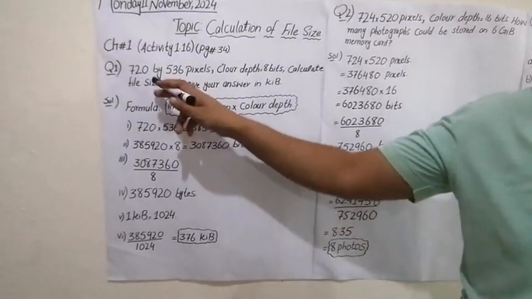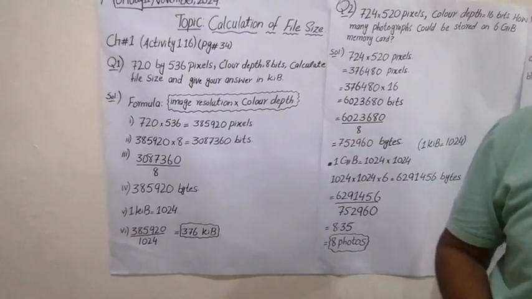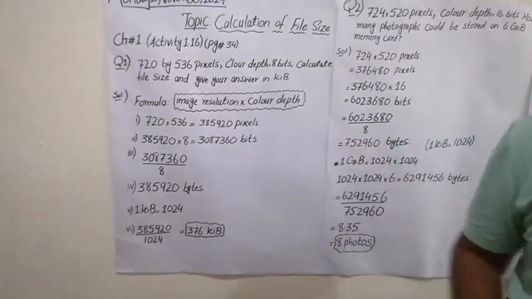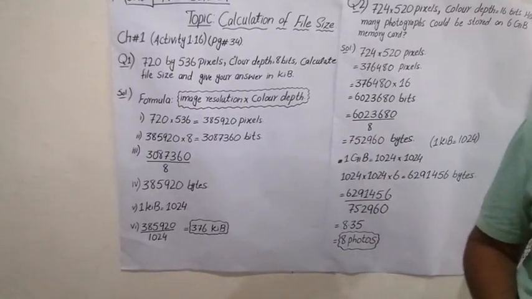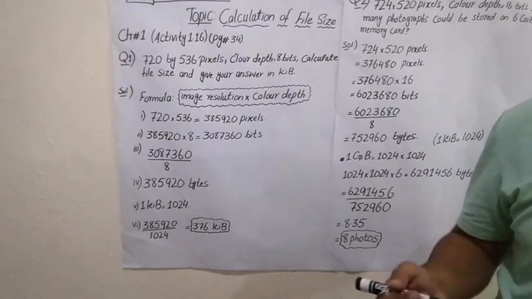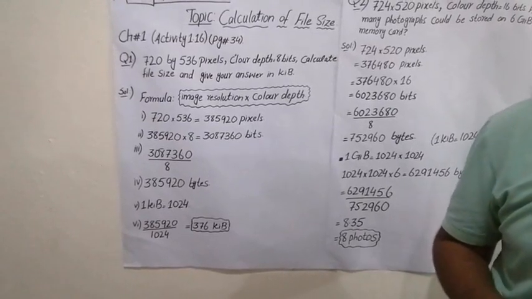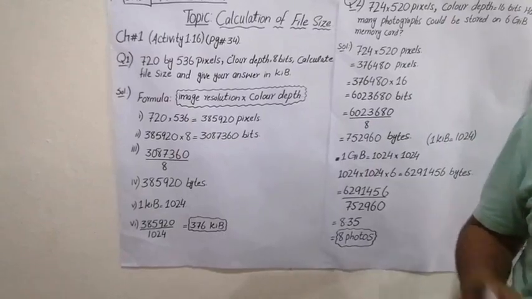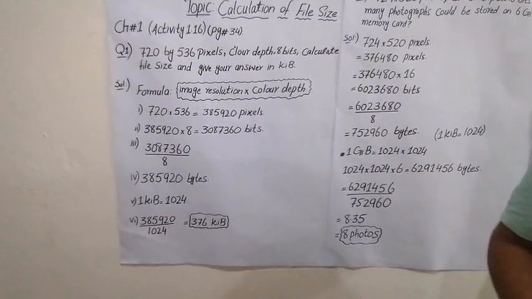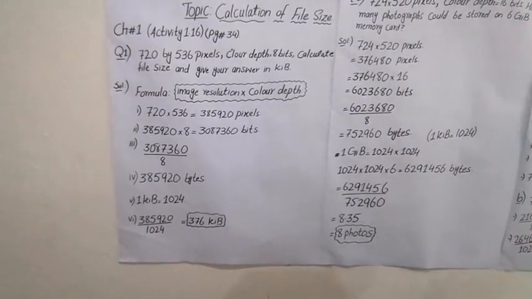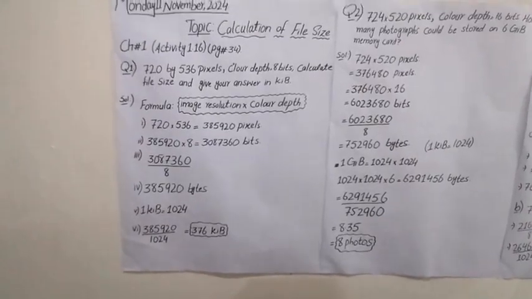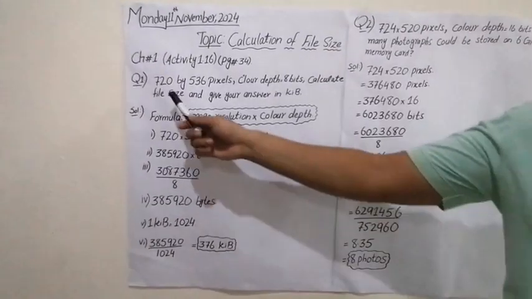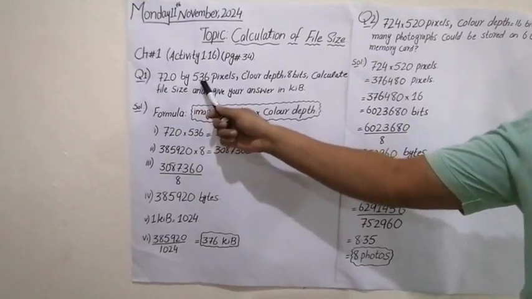I have written the values. These values are not similar to the values written in your books. I have changed the values because most of the students were asking that those values are quite big, and as you all know, calculator is not allowed in your paper. So I have chosen some smaller values, and we are going to revise these questions with smaller values so that you get the concept clear. So if you look at question number 1 in your book, the values are changed. I have taken 720 by 536 pixels.